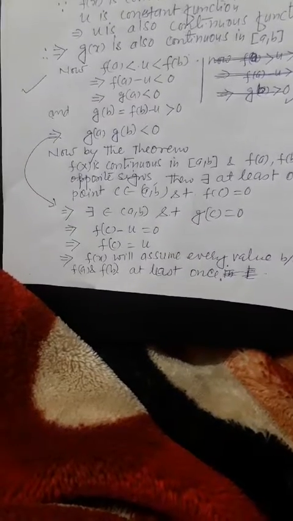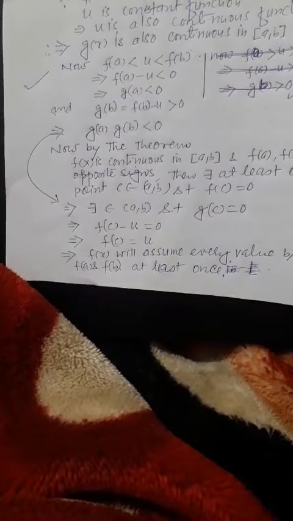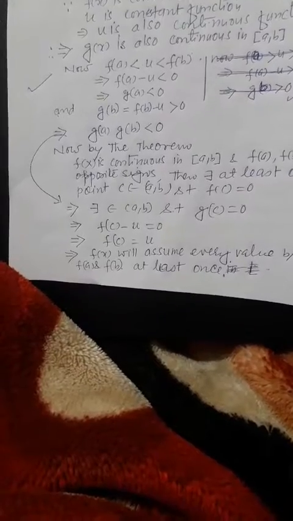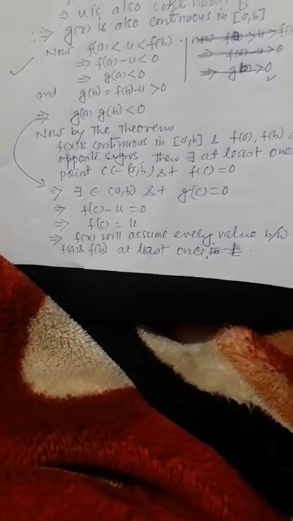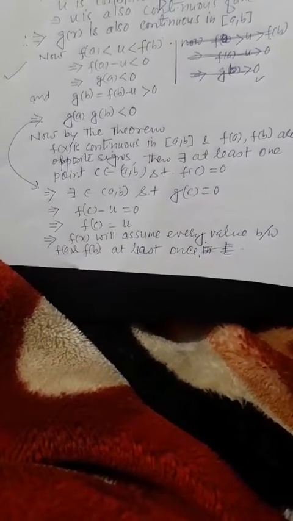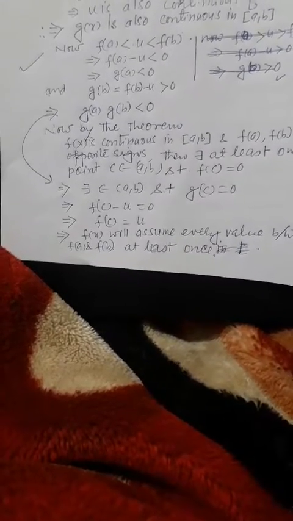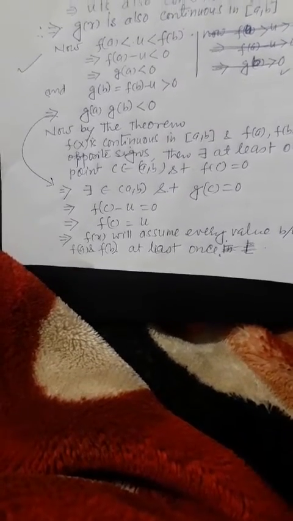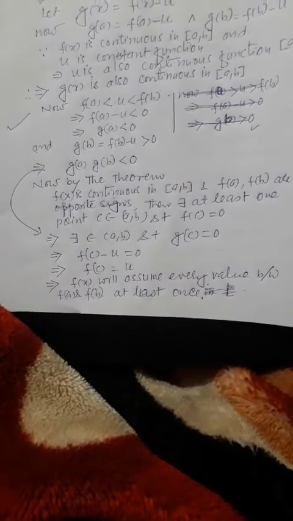g(c) = 0 means f(c) - u = 0. So implies that f(c) = u. So f(x) will assume every value between f(a) and f(b) at least once in the open interval. So this is the complete proof of the theorem.